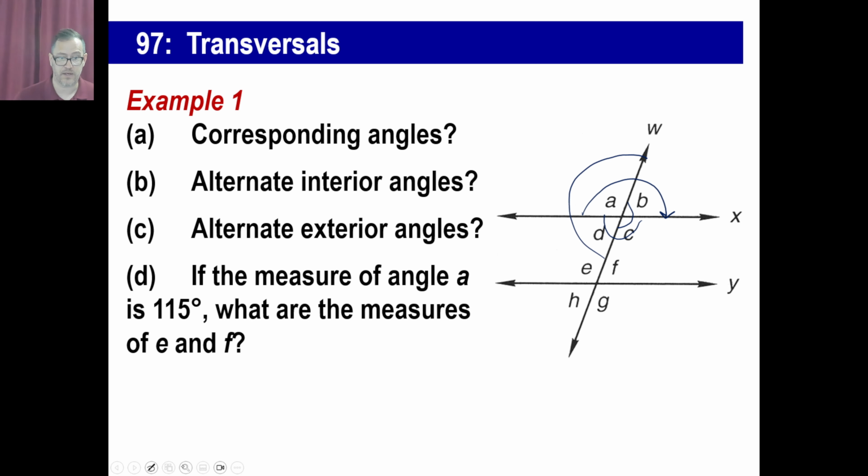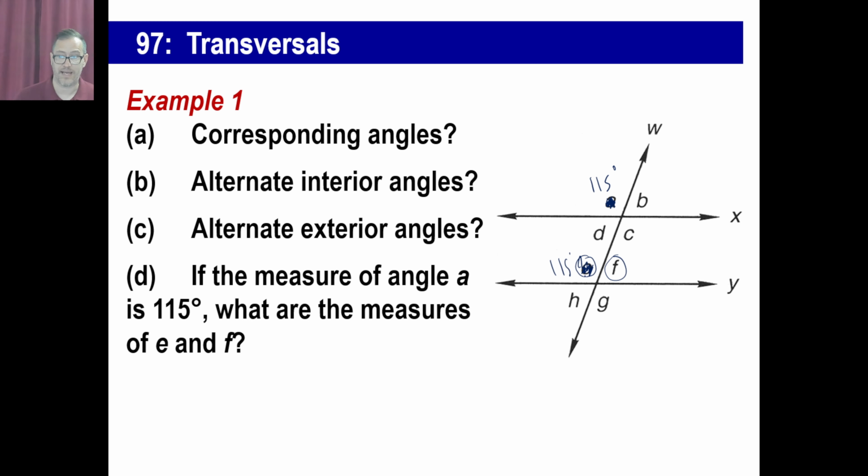If the measure of angle A is 115 degrees, let's just look at that. Let's just call this 115 degrees. What are the measures of E and F? Well, let's take a look. Okay. Well, A corresponds to E, right? If A is 115 degrees, since it's top left, that's exactly what the measure of E is going to be. So that's also 115 degrees.